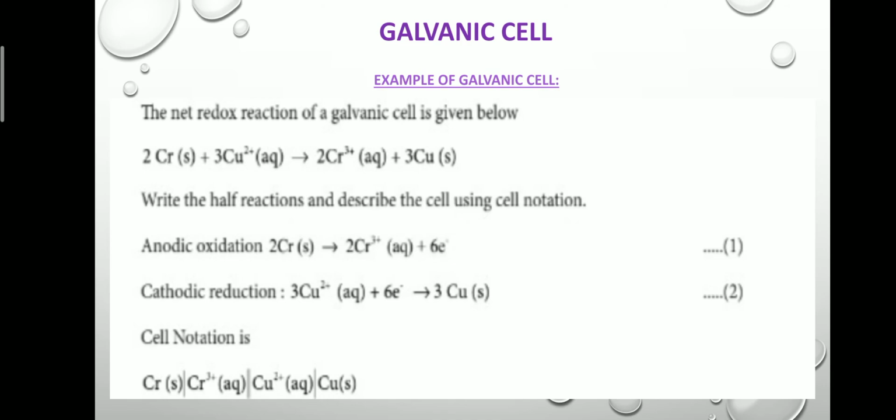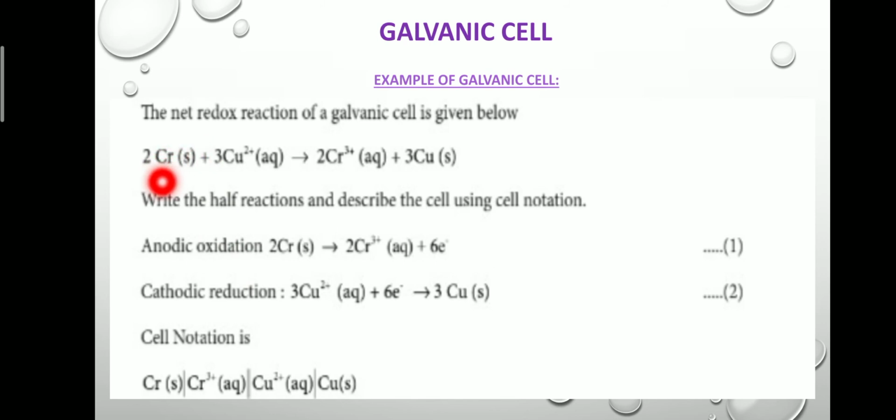Now some examples of a galvanic cell. They have given a net overall reaction. In a galvanic cell, a redox reaction takes place, so one species undergoes oxidation and another undergoes reduction. Look here: 2 Cr solid plus 3 Cu2+ aqueous gives 2 Cr3+ aqueous plus 3 Cu solid. Before writing a cell notation, we have to write the half cell reactions. First we write the anodic oxidation.